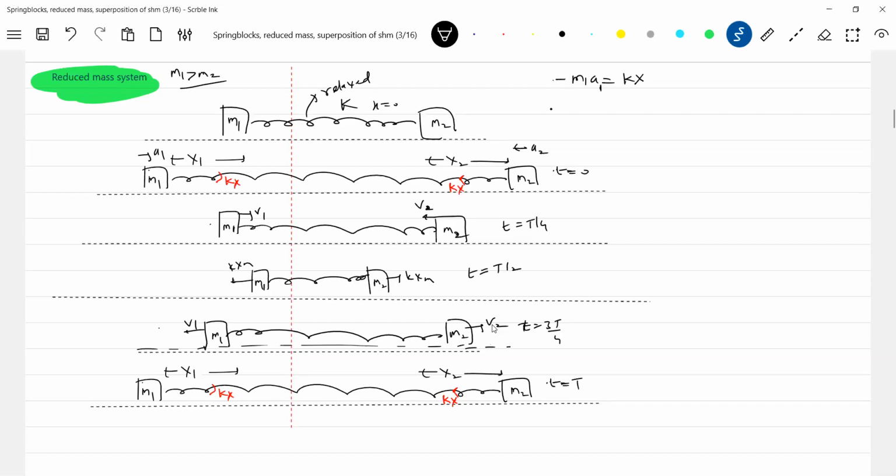But x is not the displacement of the block, no. x is what? The elongation of the spring. What is the displacement of the block? x1, x2 are the displacements of the blocks. Try to see. x is what? The elongation of the spring.